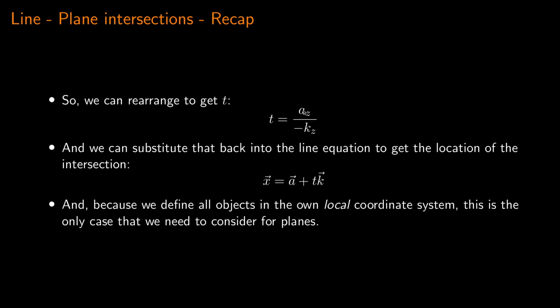So we get t is equal to simply az divided by minus kz. And then we can substitute that value of t back into the line equation to get the location of the intersection. Okay, and because we're defining all of our objects in their own local coordinate system, this is the only case that we actually need to consider for planes, because we can assume that all planes are defined as horizontal planes at the origin, and then we rotate them, translate them, scale them as necessary.